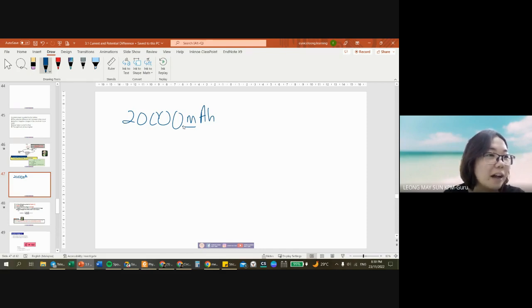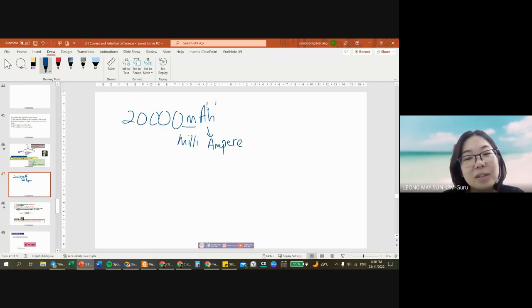Good. Daryl found the answer. M is milli. A stands for ampere, per hour. This is all to the power of 1. So milliampere hour. Ampere is the unit for current I. Hour is the unit for time T.